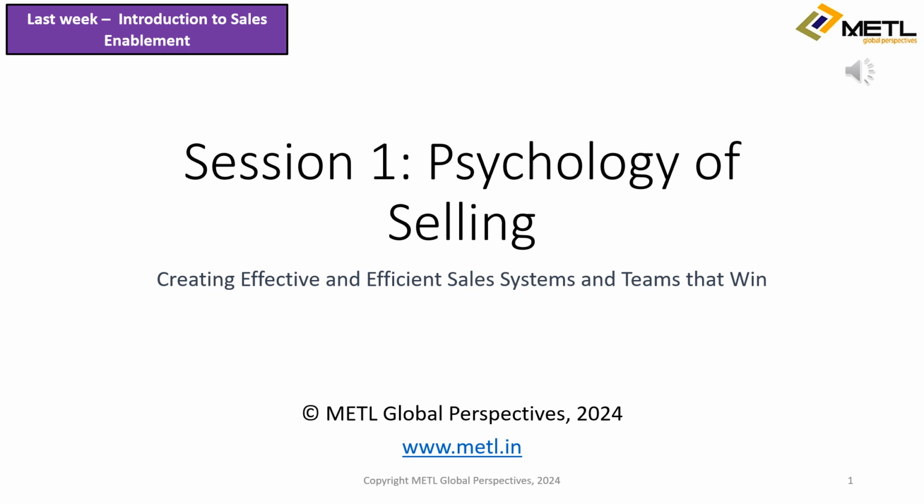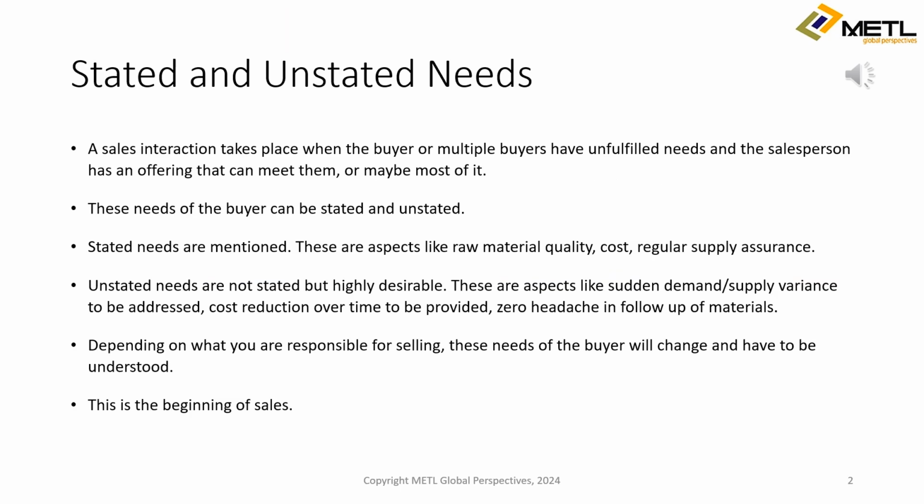A sales interaction takes place when the buyer or multiple buyers have unfulfilled needs and the salesperson has an offering that can meet them, or maybe most of it. These needs of the buyer can be stated and unstated. Stated needs are the ones that are mentioned. These are aspects like raw material quality, cost, regular supply assurance. Unstated needs are not stated but highly desirable.